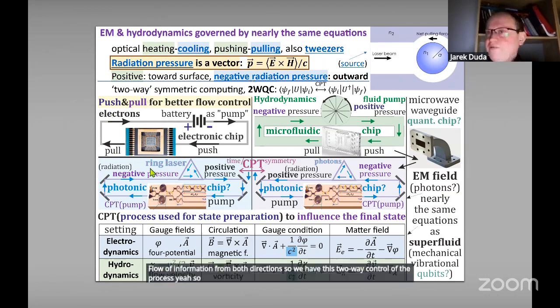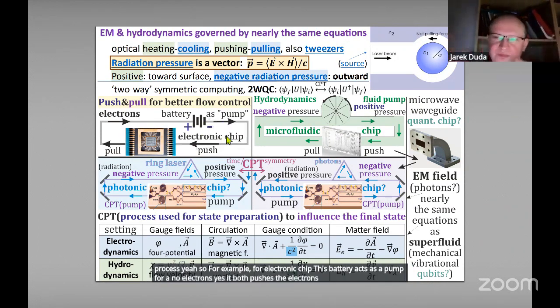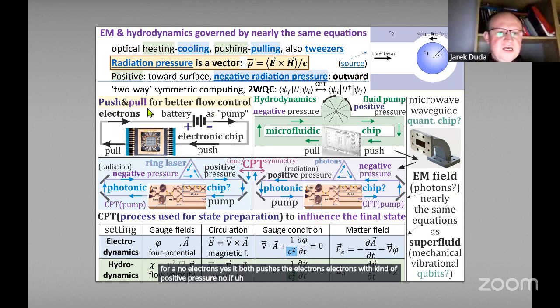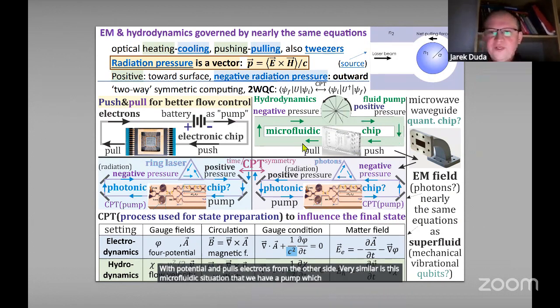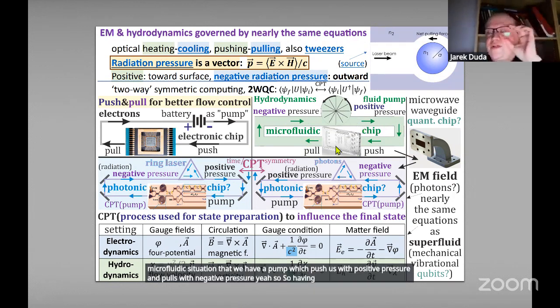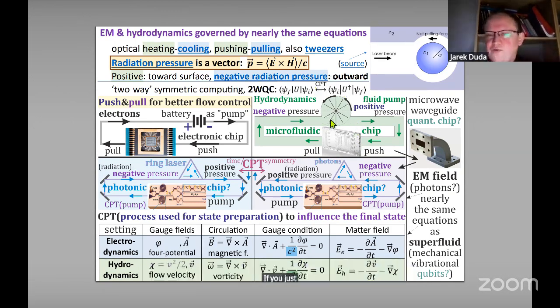For example, for an electronic chip with a battery, this battery acts as a pump for the electrons. It both pushes the electrons with kind of positive pressure, with potential, and pulls electrons from the other side. Very similar is the microfluidic situation, where we have a pump which pushes with positive pressure and pulls with negative pressure. Having a quantum computer based on superfluid, and they have started making them, if you just connect such a microfluidic quantum computer to a pump, we will get a two-way quantum computer.